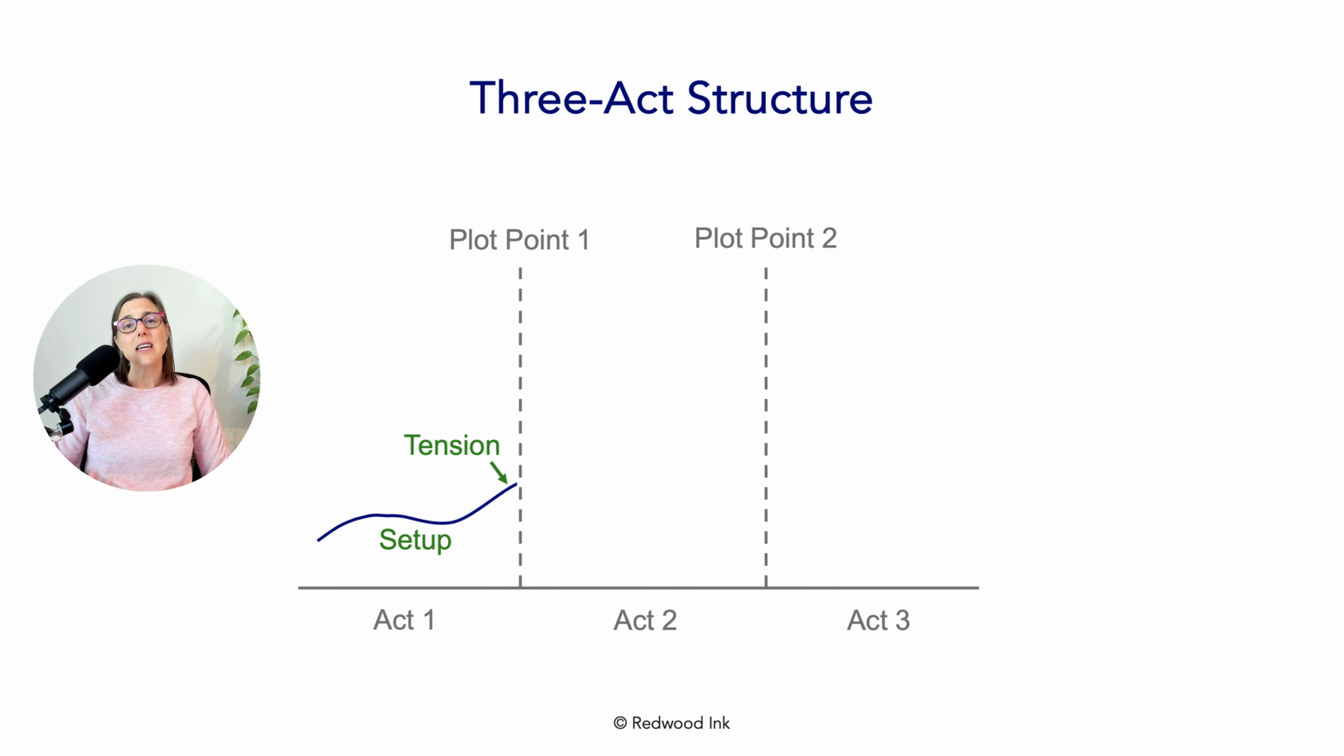So back to the 3-act structure. After the inciting incident or moment of tension, the story moves on to Act 2. So Act 2 is the confrontation stage, and this is where the action happens. So in this act, the story builds momentum, further engaging readers as the story approaches Act 3.